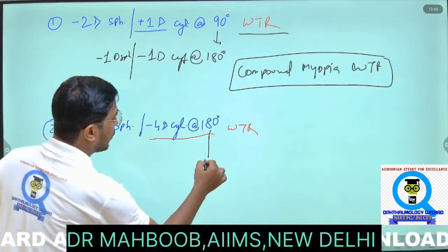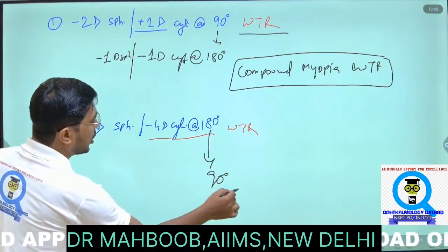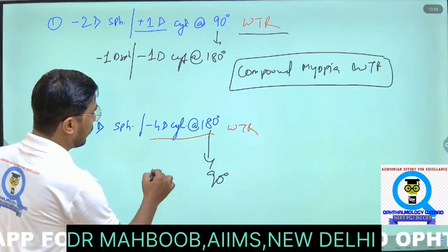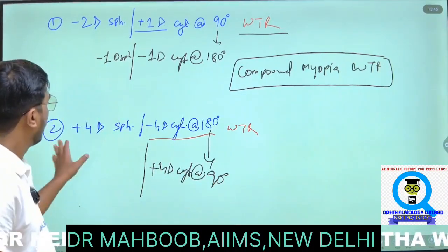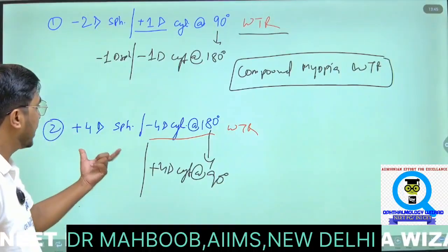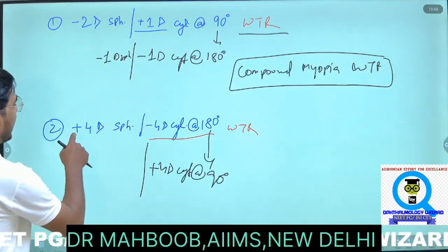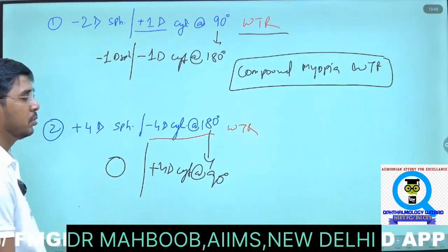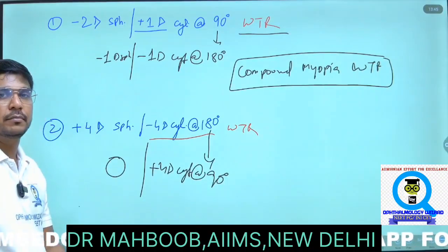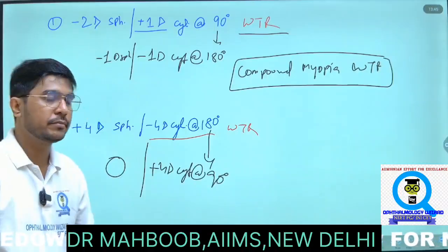So for this, what will you write here? For 180, you write 90. For this, what will you write? Change the sign. Write this. What is the spherical power here? Will you write plus 4, minus 4? Add. It will be 0. There will be no spherical power. So what will it be?